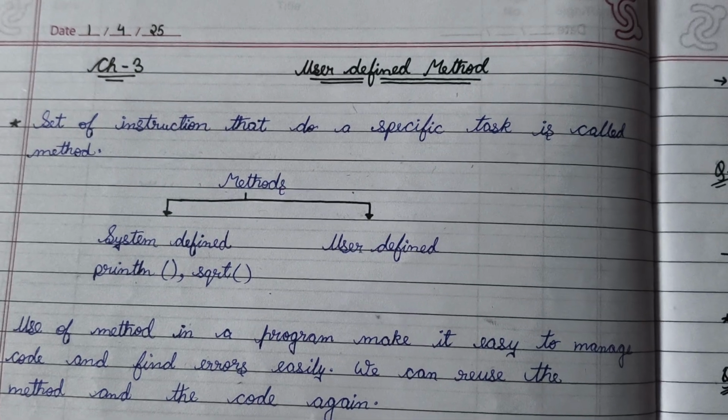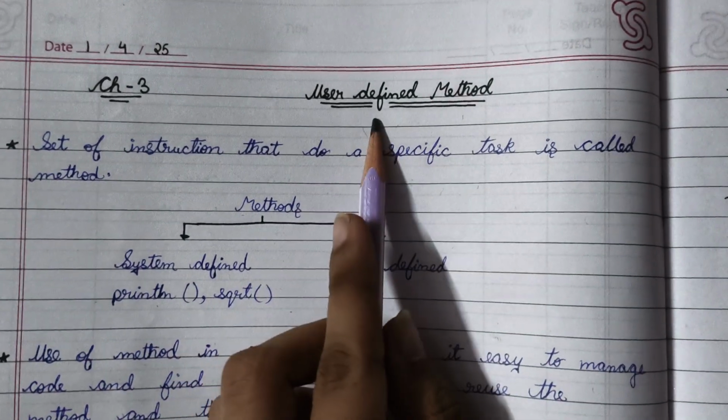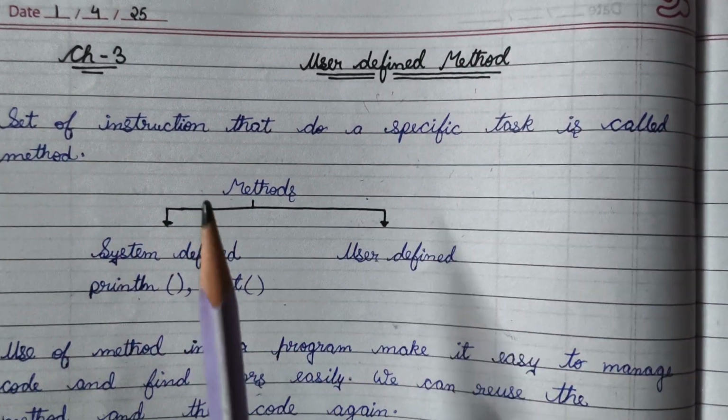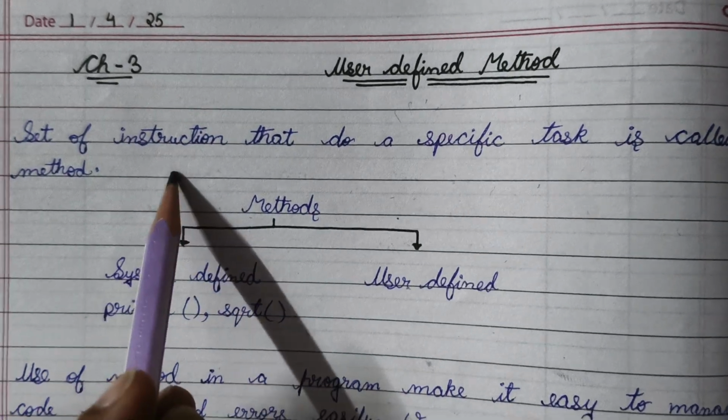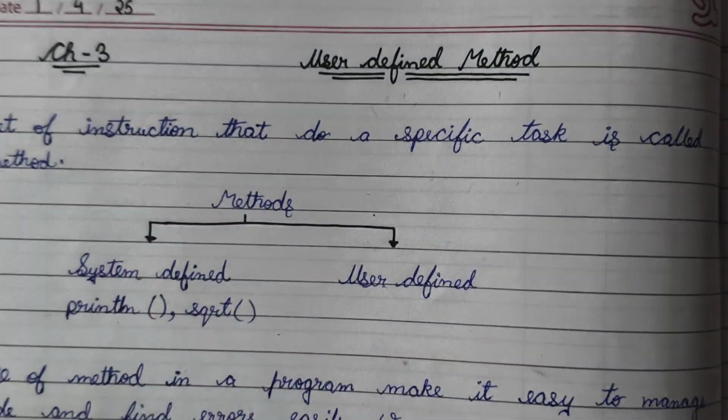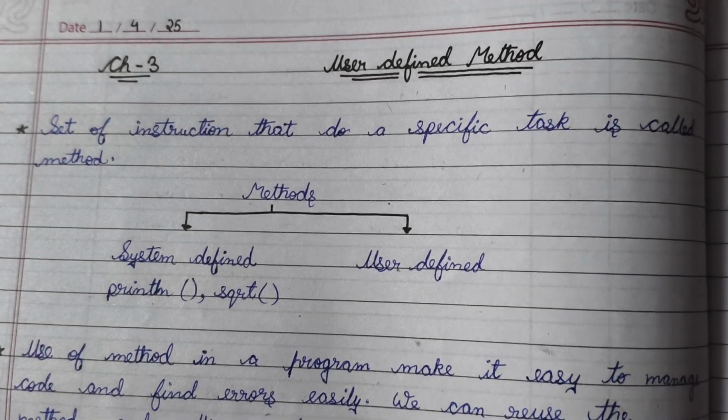Hello friends, today we will study chapter 3, which is user defined methods, of class 10th ICSE board. This is chapter 3 because lessons 1 and 2 are class 9th revision, which we have already done in the previous class. So we start directly from lesson 3.